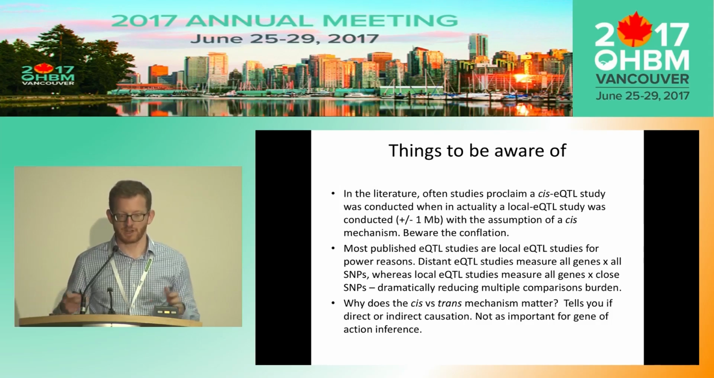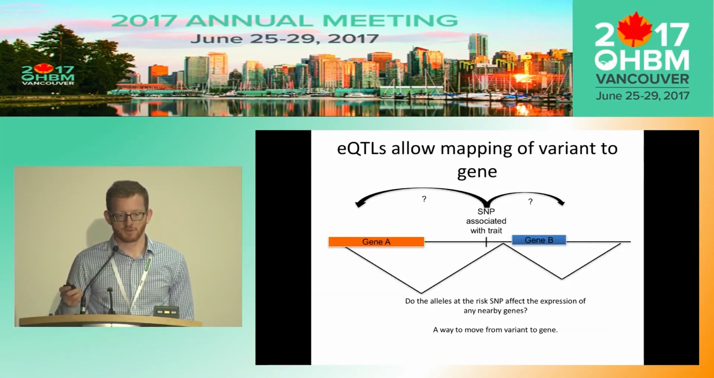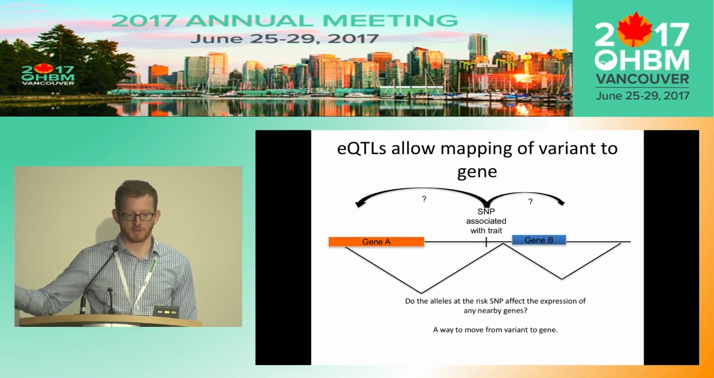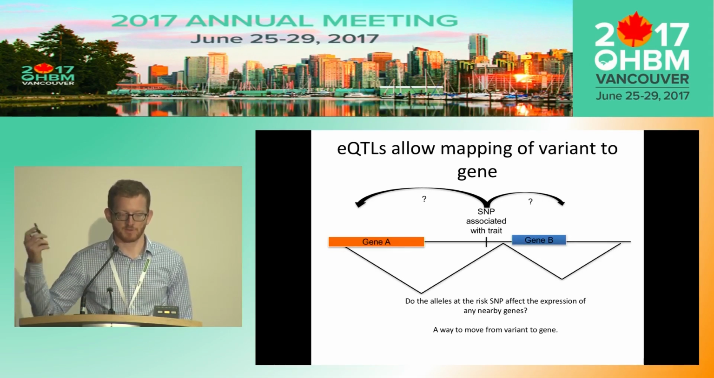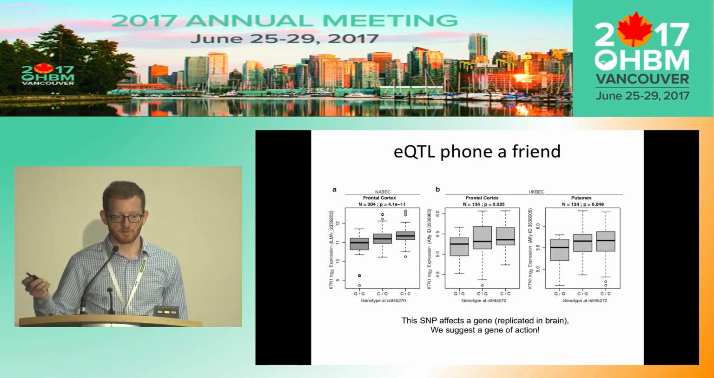If you just want to know the gene of action, it's not super important. Okay, so eQTLs allow mapping of a variant to a gene. So we have a SNP associated with a trait. We can run an eQTL and just see if any of the genes seem to be influenced by the SNP. And here's an example of what an eQTL looks like.